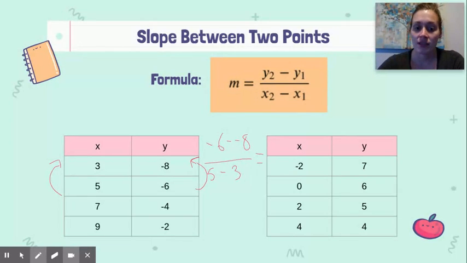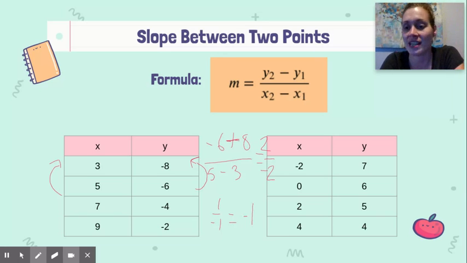And when I have this minus and negative like this, we change that into addition. So negative 6 plus 8 is 2. And then 5 minus 3 is negative 2. So now I have 2 over negative 2, which simplifies to 1 over negative 1, which is the same as just negative 1. In order for it to become positive, we need 2 negatives, right? 2 negatives make a positive. If there's only 1 negative in our slope, the slope stays negative. So now we know the slope of our line for this table is negative 1. That line should be going down 1 over 1, down 1 over 1, all the way down the line.